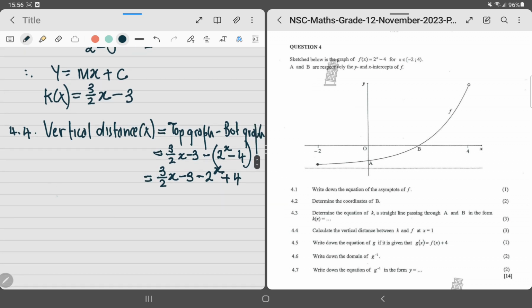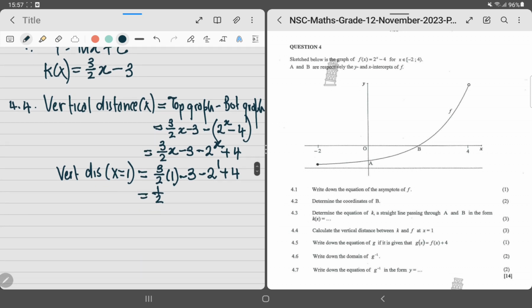And they told us that the vertical distance is at x equal to 1. So we are going to substitute: 3 over 2 times 1, minus 3, minus 2 to the exponent of 1, plus 4. So I'm getting a half. So the vertical distance between k and f at x equal to 1 is equal to a half.